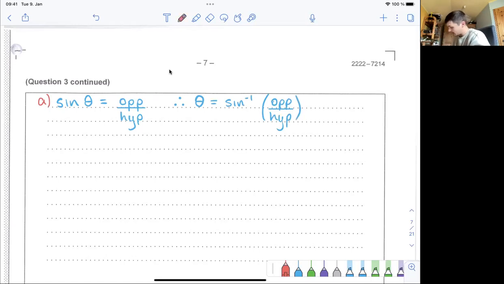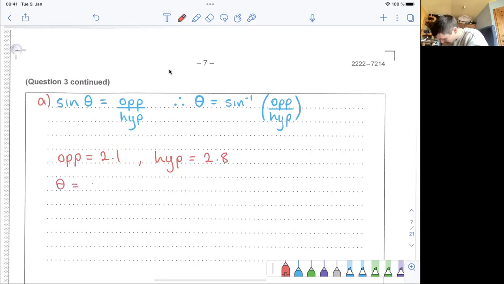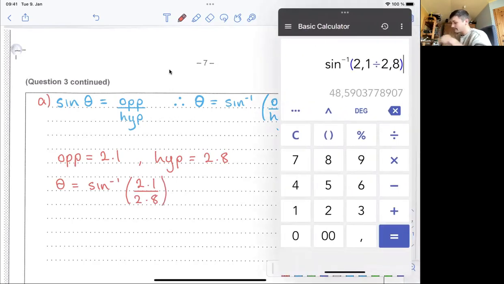Cool. So we know our opposite side, let's write this in. The opposite was equal to 2.1, and the hypotenuse was equal to 2.8. So then theta will equal the inverse sine of 2.1 over 2.8, which I've already put in here. So inverse sine 2.1 divided by 2.8.